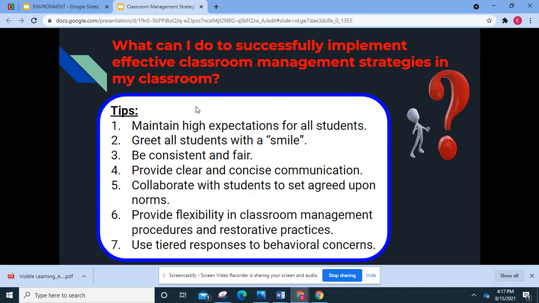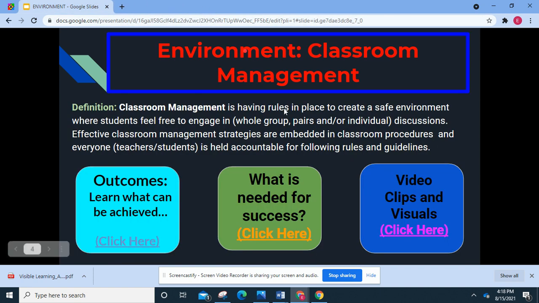Here are some helpful tips to implement effective classroom management strategies: maintain high expectations for all students, greet all students with a smile, be consistent and fair, provide clear and concise communication, collaborate with students to set agreed upon norms, provide flexibility in classroom management procedures and restorative practices, and use tiered responses to behavioral concerns.